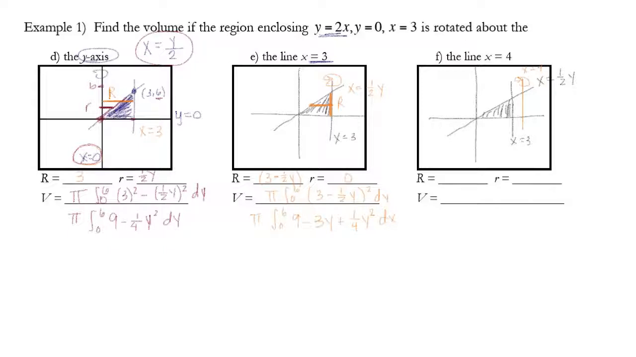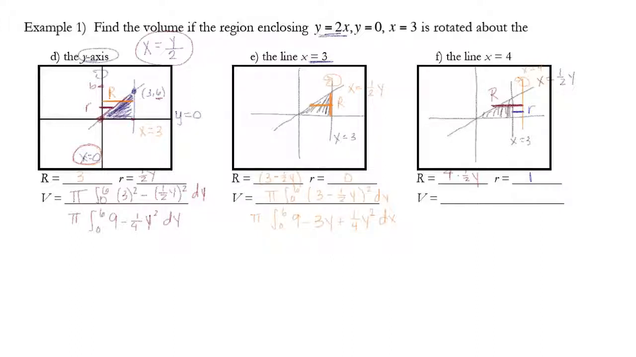The first thing we need to define is our big R, the longest or longer radius. That's going to happen from here to here. That's the longest distance, so that's big R, which is 4 minus our 1/2 y. And then little r is going to be the distance from here to here. That distance is 4 minus 3, which is 1. So now we've defined our big R and little r.